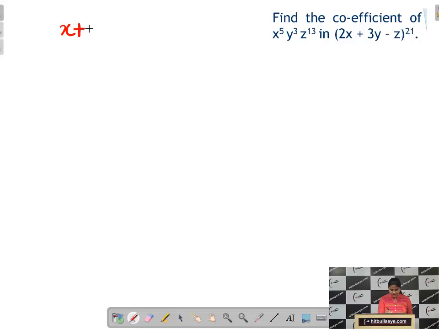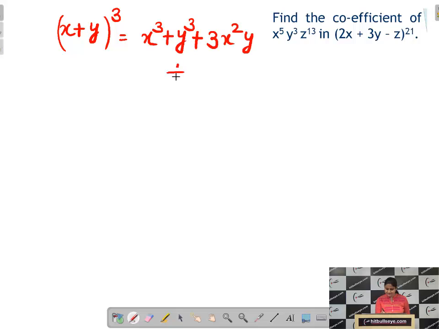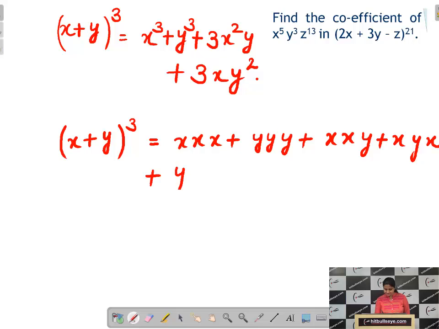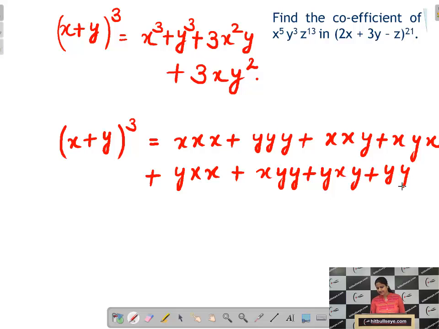Let us say (x plus y) whole raised to power 3. We know the formula. What is the formula? x cube plus y cube plus 3x square y plus 3x y square. Now, how can we take the expansion? If we solve it, we'll get xxx plus yyy plus xxy plus xyx plus yxx plus xyy plus yxy plus yyx.